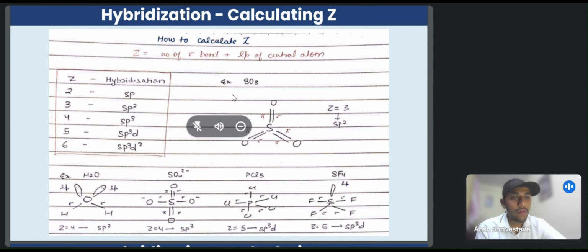Let us take the example of SO3. In SO3, we have 3 double bonds. One double bond means 1 sigma and 1 pi bond. So we have here 3 sigma bonds, because we only have to take into consideration sigma bonds and lone pairs. So we have 3 sigma bonds, hence Z is 3, so the hybridization is sp2. Similarly, you can see the examples below of H2O, SO4 2-, PCl5 and SF4.